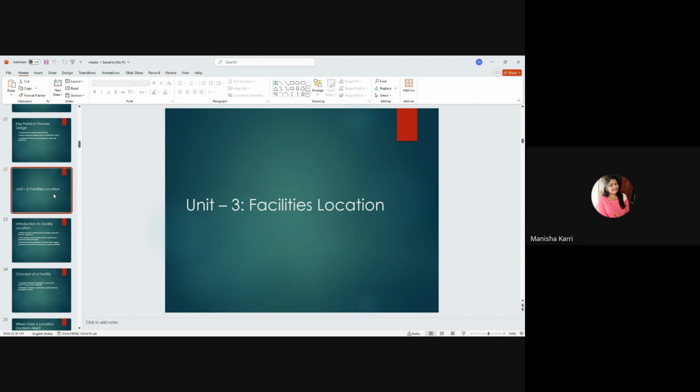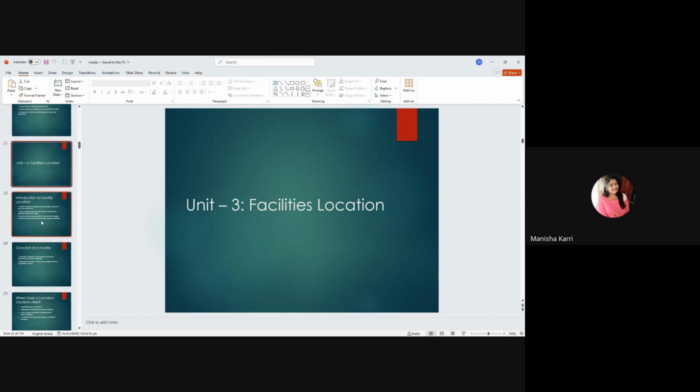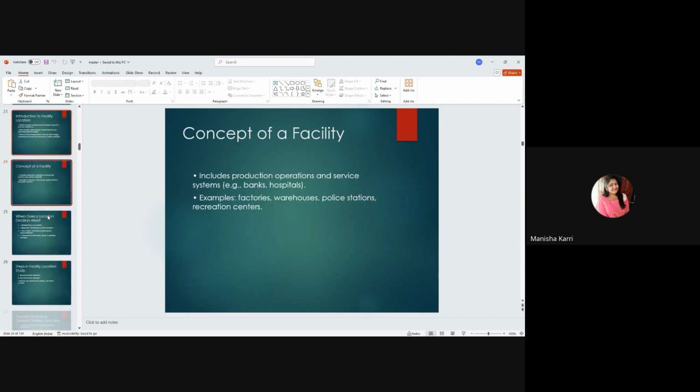A great example is Amazon's use of strategically located distribution centers to provide quick and efficient service to the customers. So what is a facility? What is the concept of a facility?